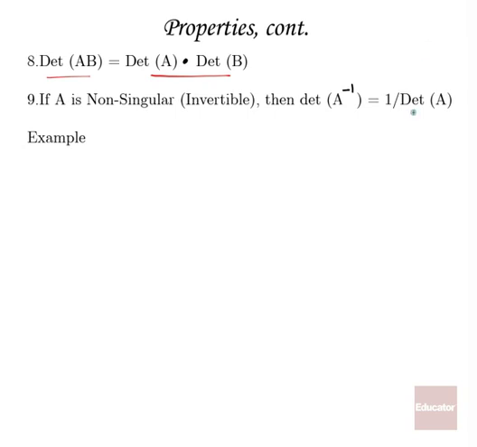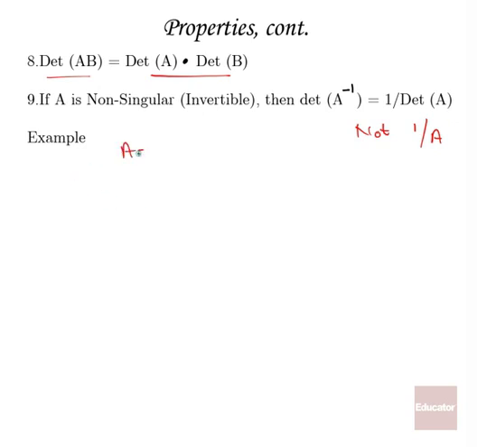Notice, again, we're not talking about 1 over A. 1 over A is a matrix. Division by a matrix is not defined, but the determinant of A is a number, so division by a number is defined. Let's go ahead and do an example.